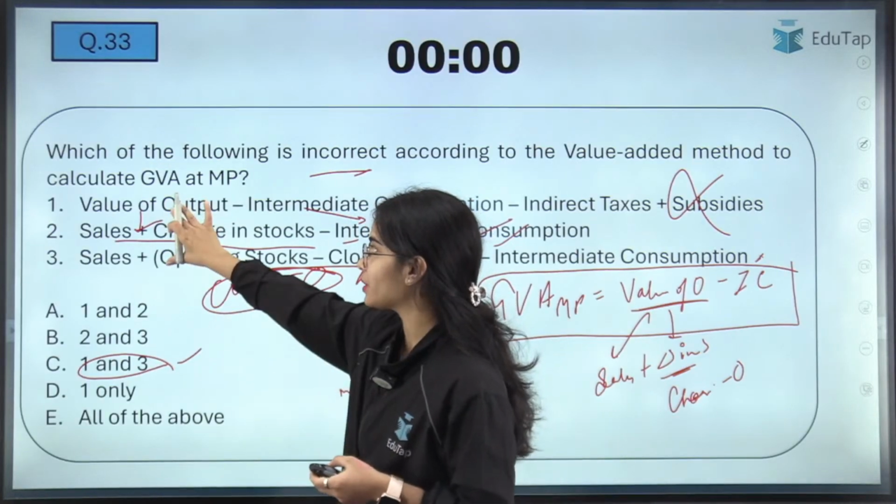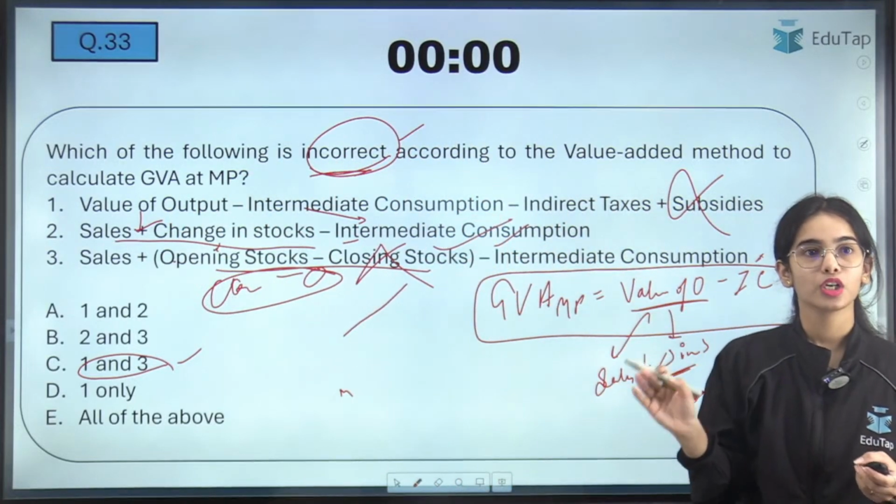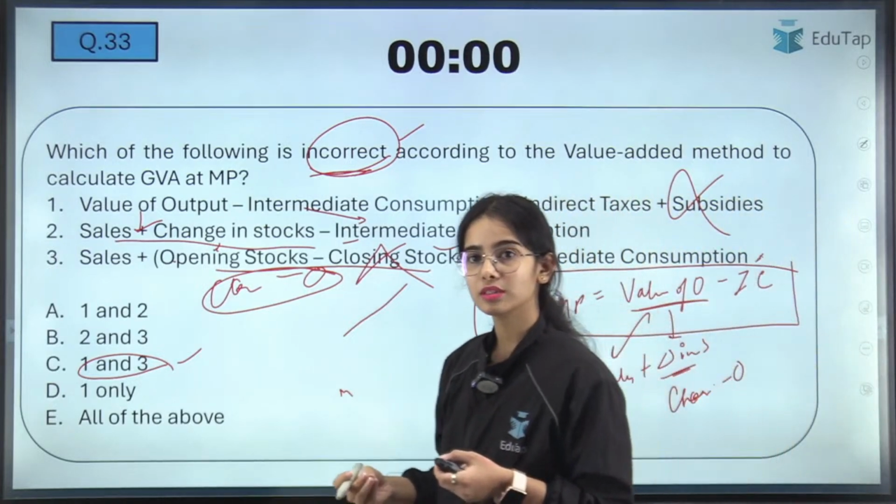C is the answer. 1 and 3, you have to find the incorrect statements. So 1 and 3 are incorrect. So that means C is the answer. Got it?